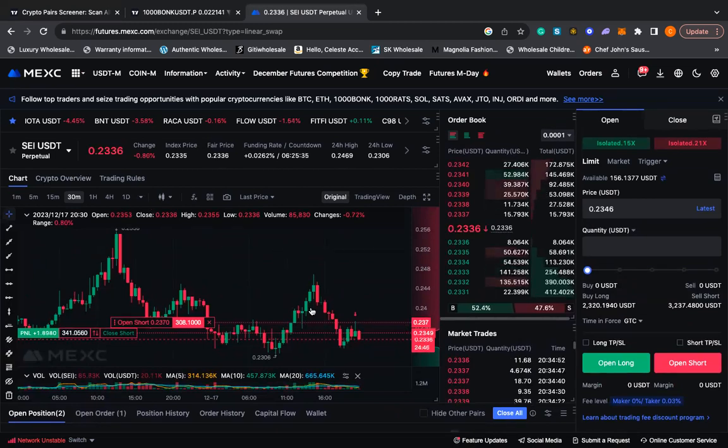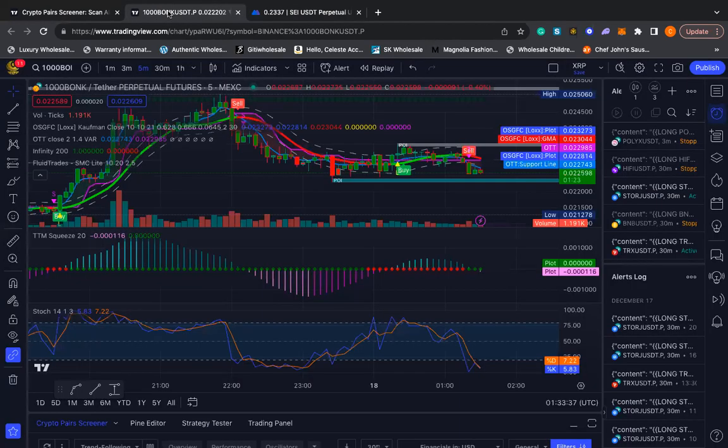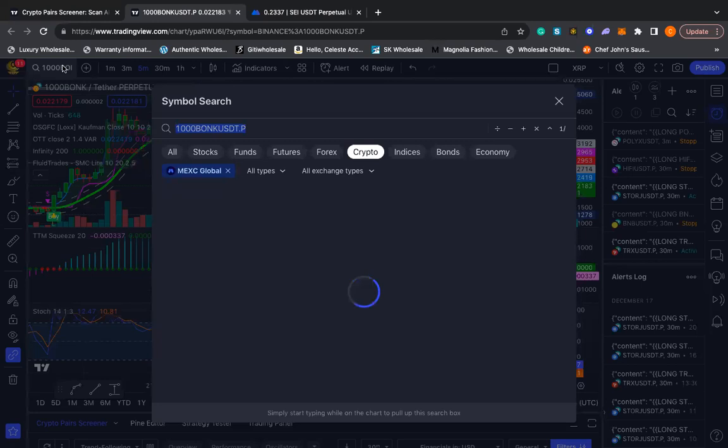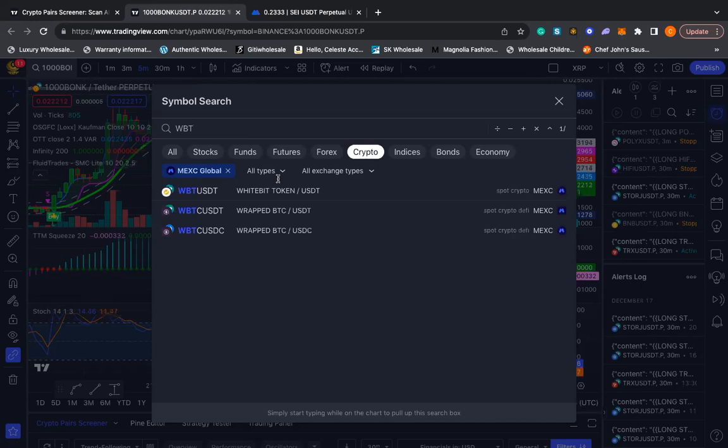All right. So let's see if this WBT is actually on this mark right here, and see how we can actually chart this WBT. Okay, it is on Maxi. Okay. Warped. But it's not a futures play, so we can't actually play it on Maxi. It's a spot trade. All right, see if we can find another one.